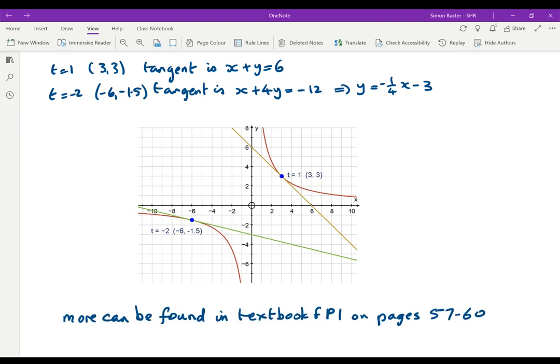And more about this can be found in your textbook FP1 on pages 57 to 60.